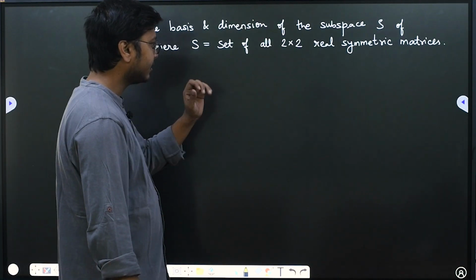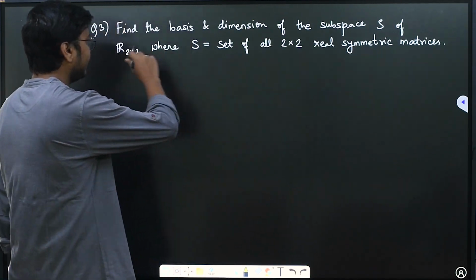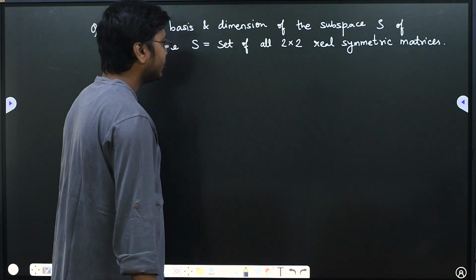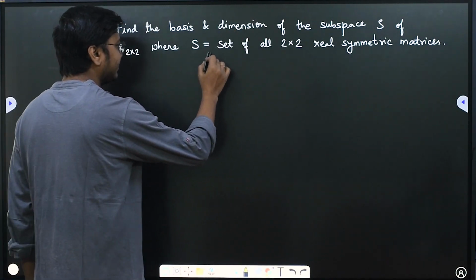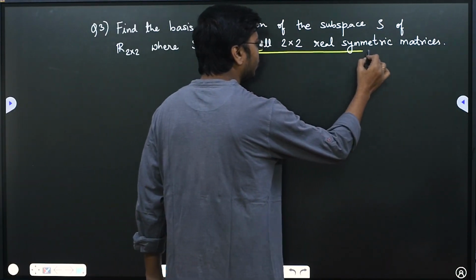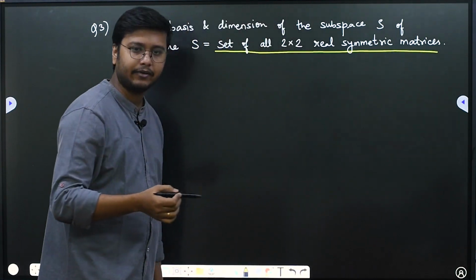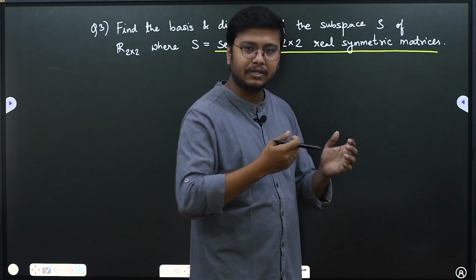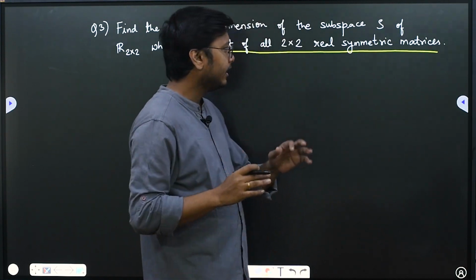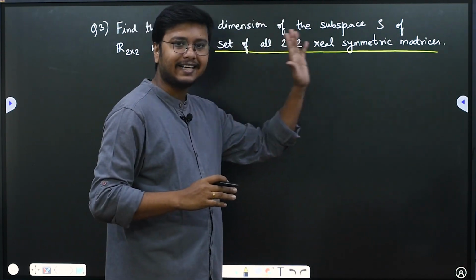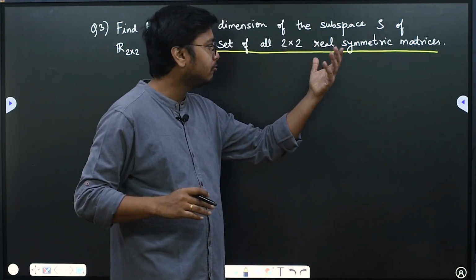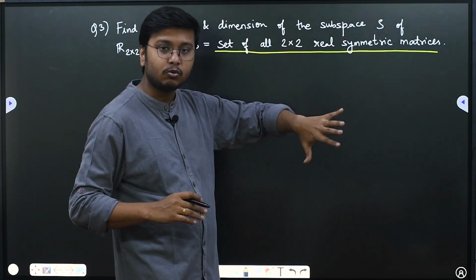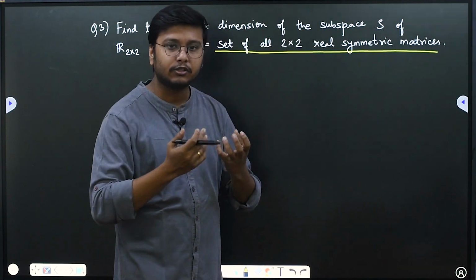Okay, going to another kind of question here. It's saying find the basis and dimension of the subspace S, where S is given by the set of all 2 cross 2 real symmetric matrices. So here the conditions are not given to us explicitly. In the previous 2 questions the conditions were given. Here only a statement is given to us. We need to convert this statement into a mathematical equation format.